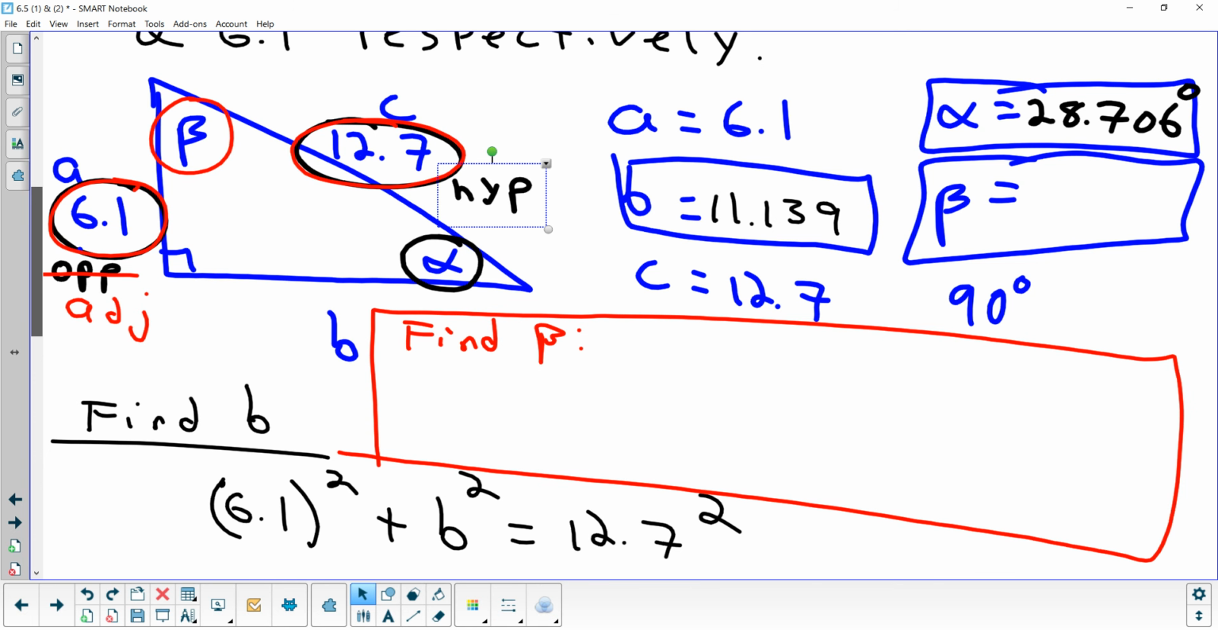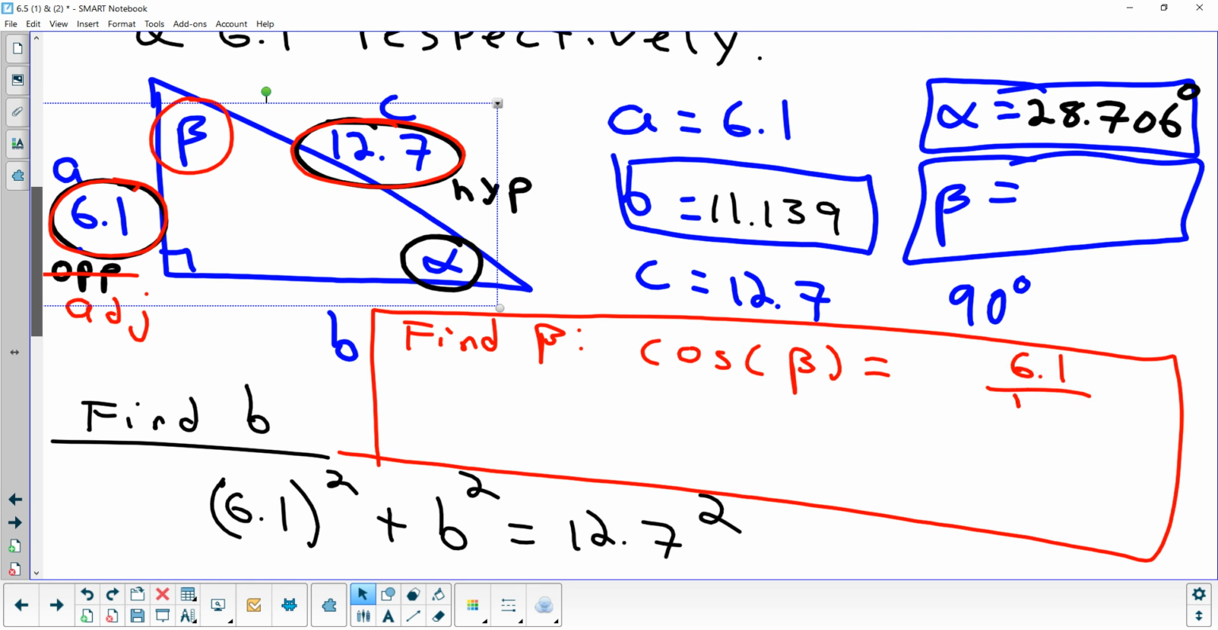What trig function would use adjacent and hypotenuse? Yep. Cosine. So it's pretty much going to be the same setup we just had. Cosine of my angle equals 6.1 over 12.7. In fact, the right-hand side is exactly the same. Except now I'm not going to take the inverse sine of each side. I'm going to take the, yep, the inverse cosine of each side. So beta is the inverse cosine of 6.1 over 12.7.